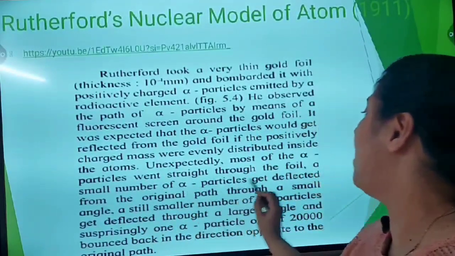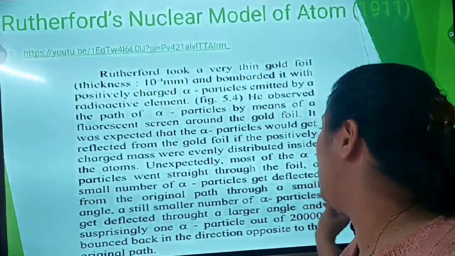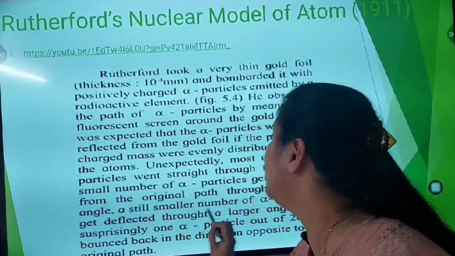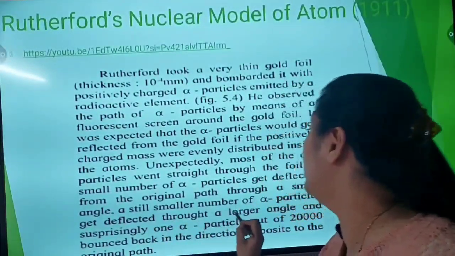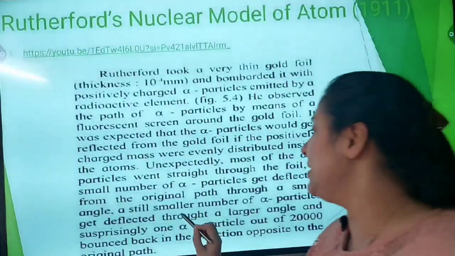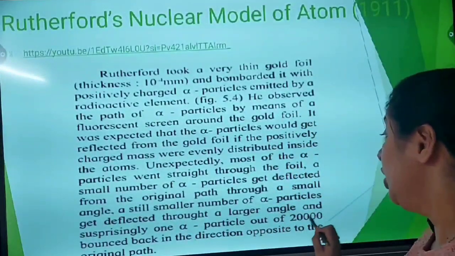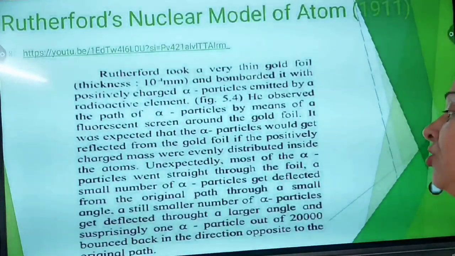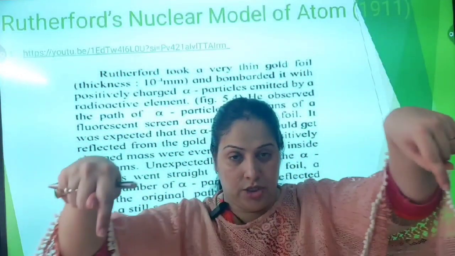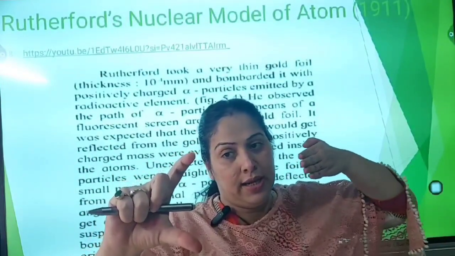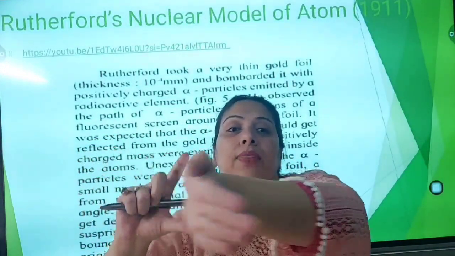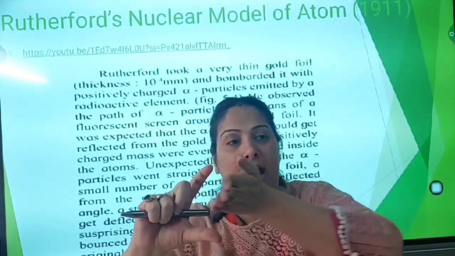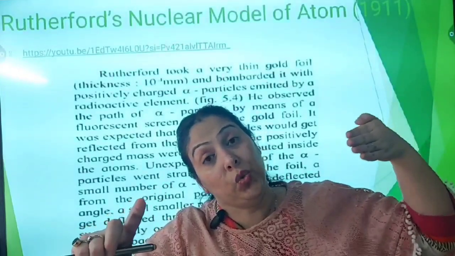A small number of alpha particles got deflected, only very small, from the original path through a small angle. A still smaller number of particles got deflected through a larger angle, and surprisingly, one alpha particle out of 20,000 bounced back in the direction opposite to the original path. So there was a circular screen and there was a gold foil. It went through, and then the path was changed. Ideally, it should have hit the gold foil and deflected. But it went through and through.